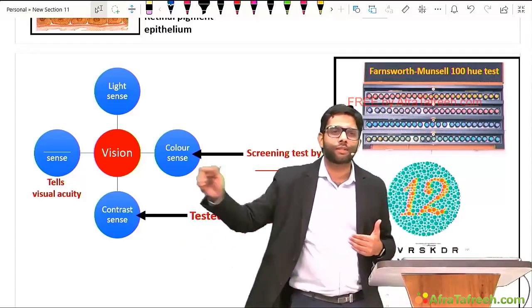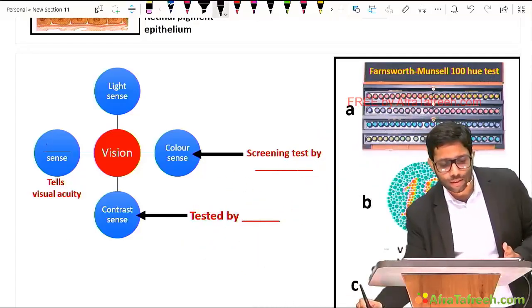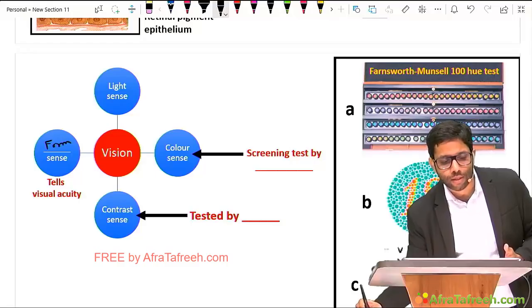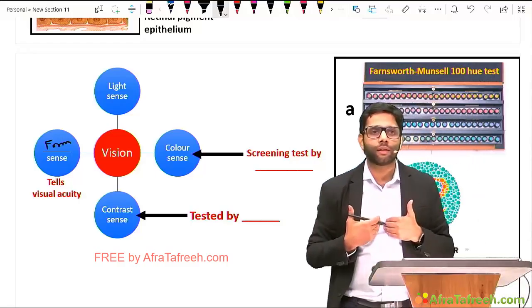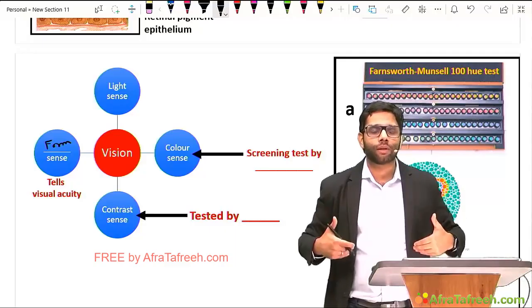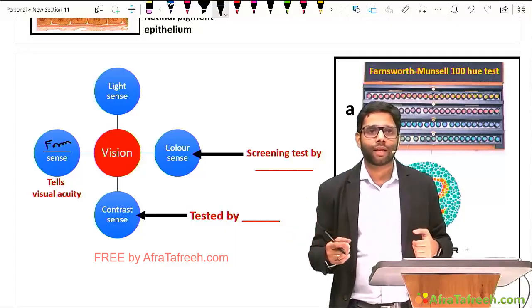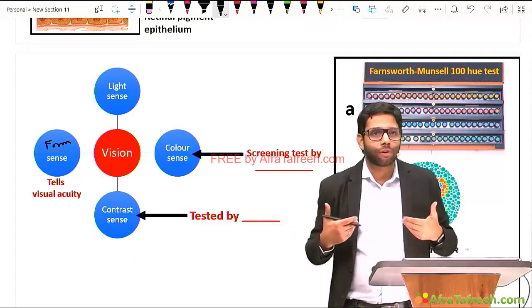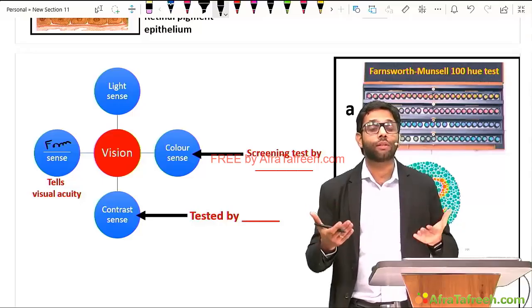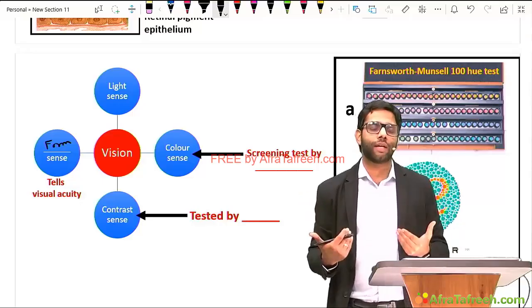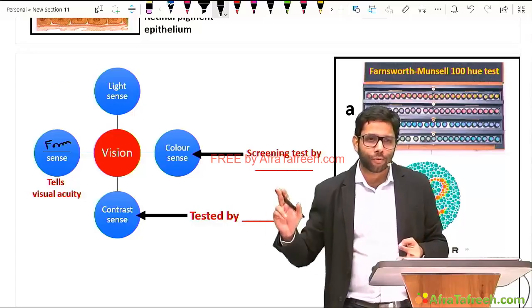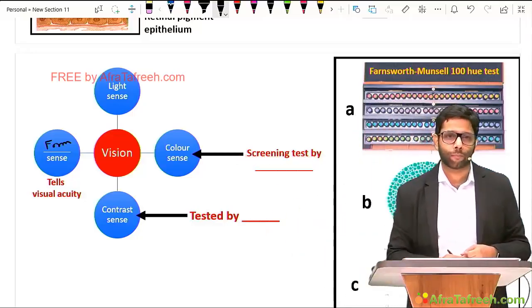And what is the fourth sense? The fourth sense is the form sense. Means you can see me, right? Me as a human being, not any other pen, paper, pencil. I'm not a pen, paper, pencil. I'm a human being. You can tell the shape of the object. That is a form sense, and form sense tells about the visual acuity.